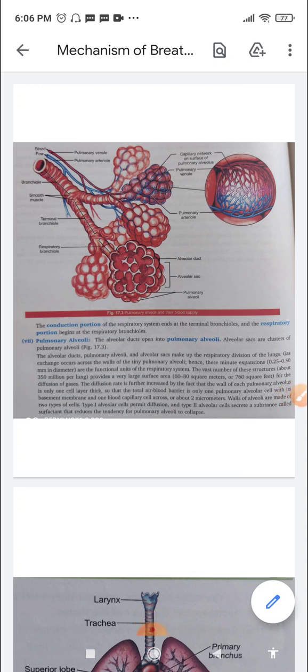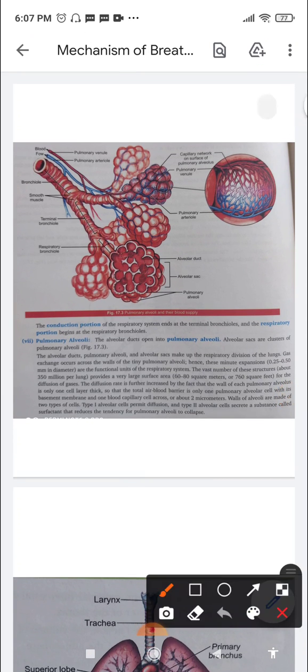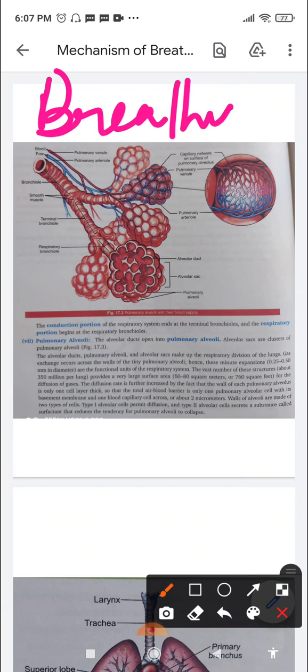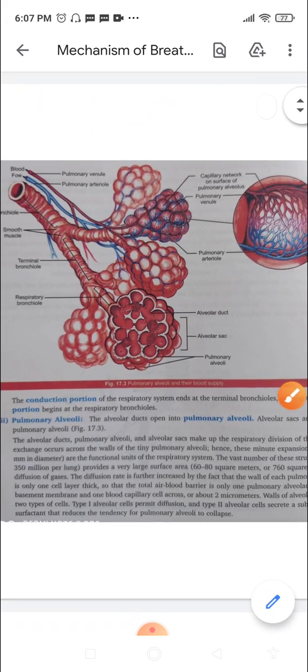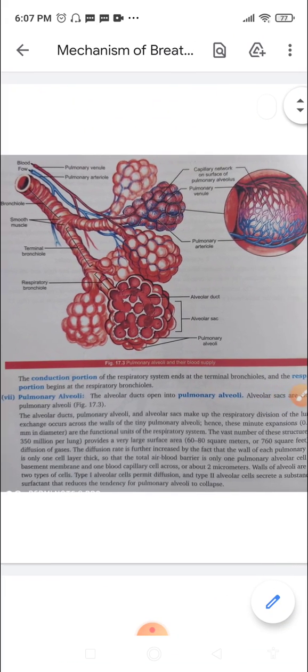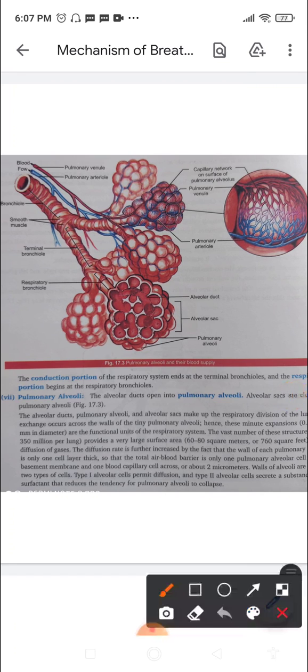We are back again to the class of biology, and today we will be discussing the mechanism of breathing. We will talk about how breathing takes place inside our body. Just before we start with the mechanism of breathing, let's quickly go through the structure of the alveoli. It is very important to understand before we talk about what happens during breathing, that is, what actually takes place inside the lungs.